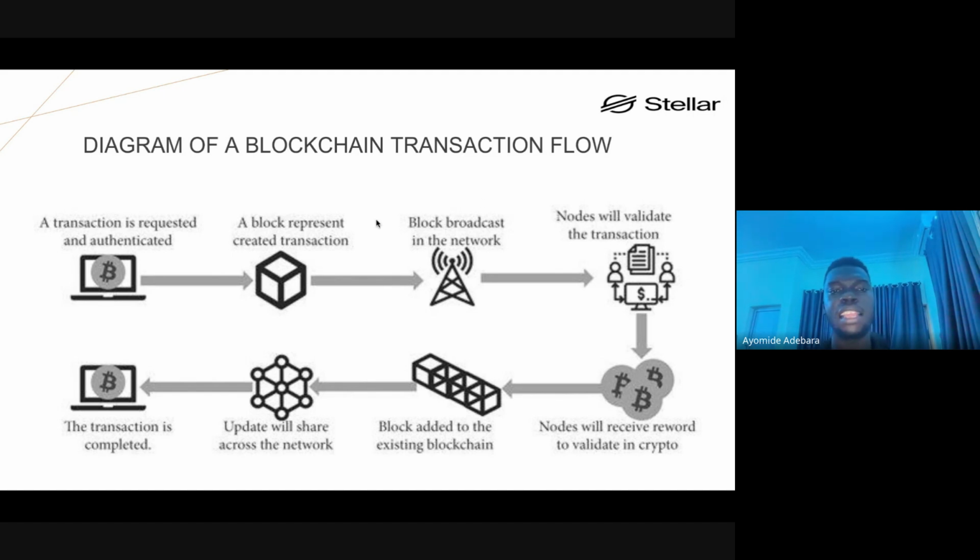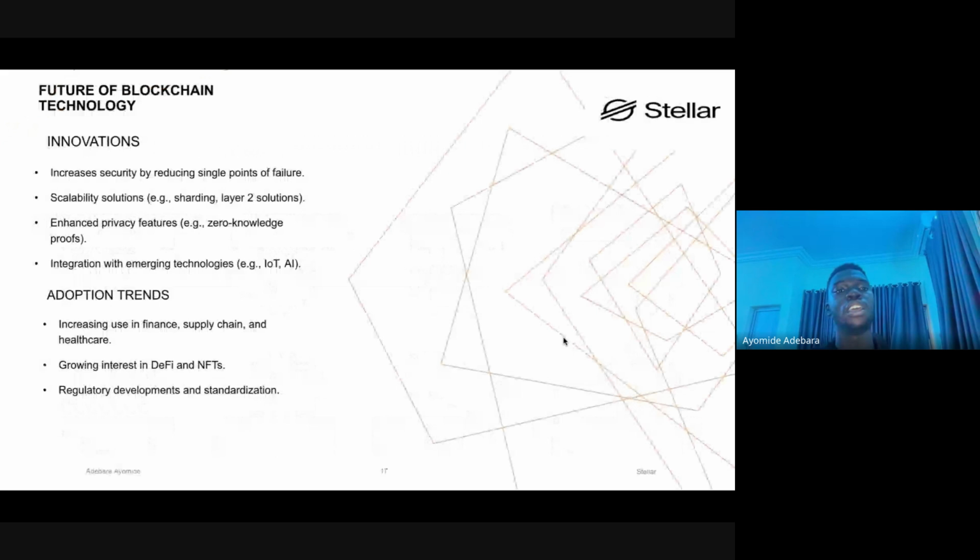So this is an example diagram of a blockchain transaction flow. Transaction is requested and authenticated. A block represents the created transaction. The block is broadcasted in the network. Nodes validate the transaction. Then the node will receive rewards for validating the crypto, which we are going to talk about as time goes on. Then the block adds to the existing blockchain. Then updates are shared across the network for the distributed system. Then the transaction is complete.